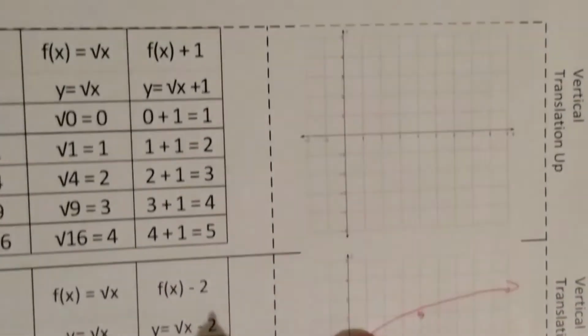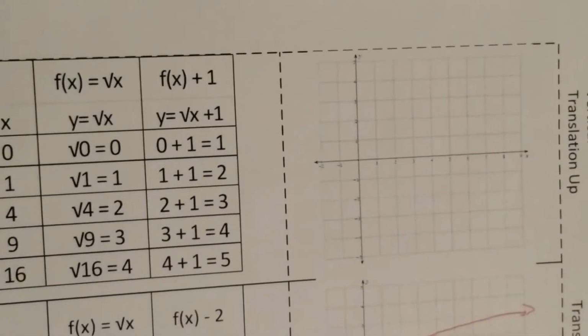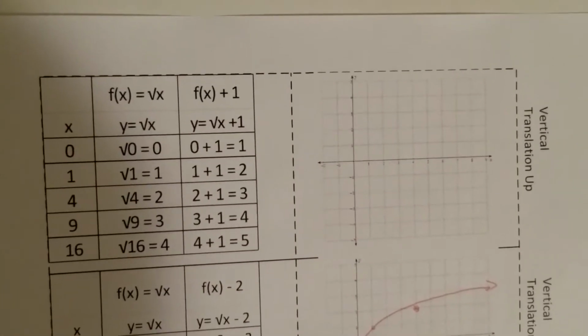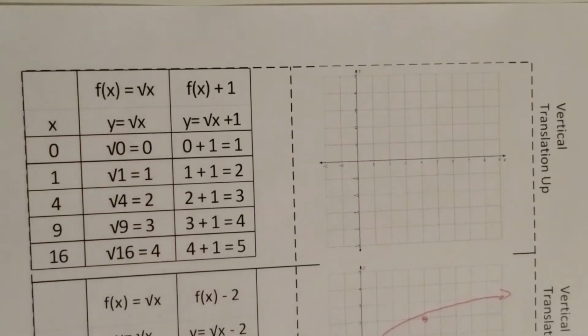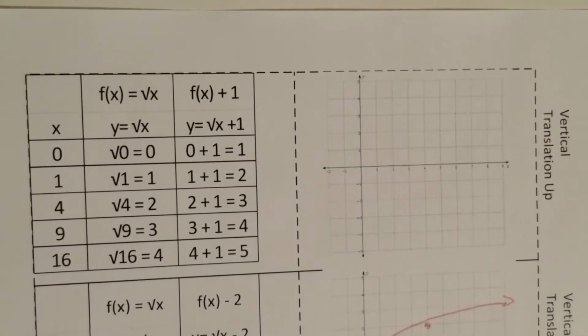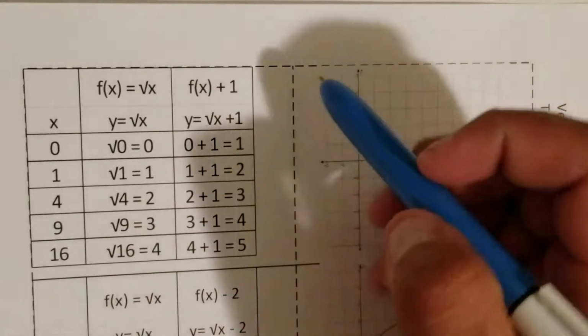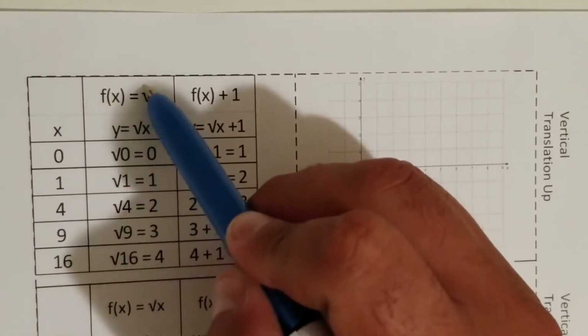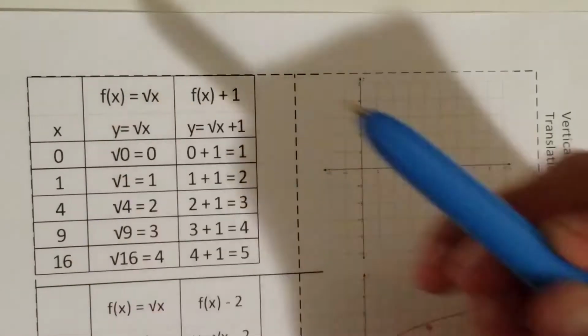So I didn't draw the parent graph of this one because I always like to do the first one with you guys. Right there, perfect. So if you see, this is a vertical translation up, but we're going to go ahead and graph our parent function. So we have y is equal to, or f of x is equal to the square root of x.